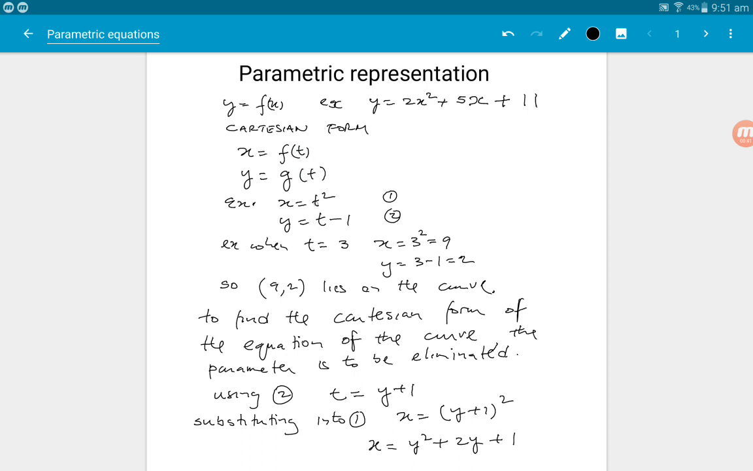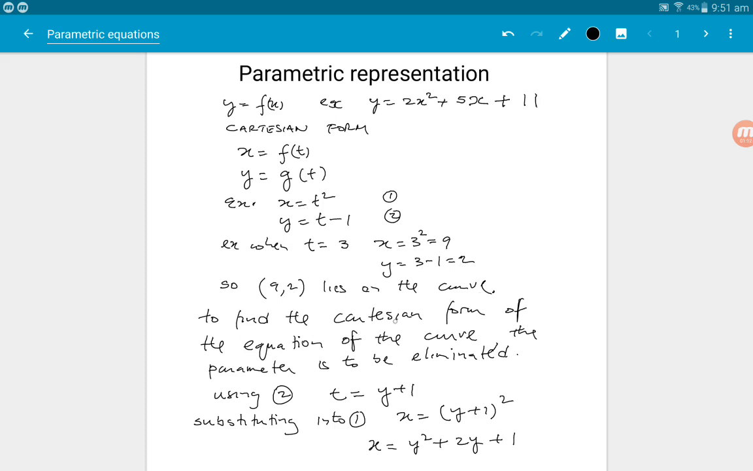For example, let's look at this. x is equal to t squared, y equal t minus 1. So this represents some curve with pairs of coordinates of x and y. So for example, when t equals 3, x equals 3 squared, which is 9, and y equals 3 minus 1, which is 2. So the point (9, 2) lies on the curve.